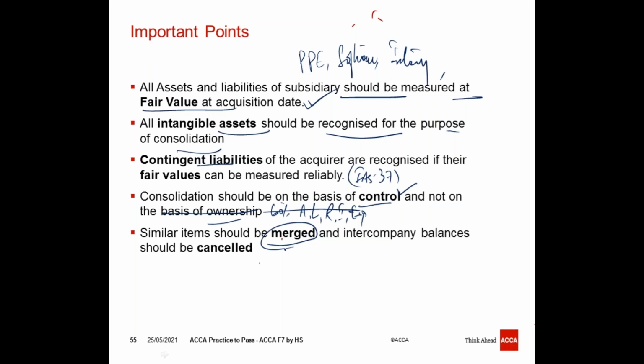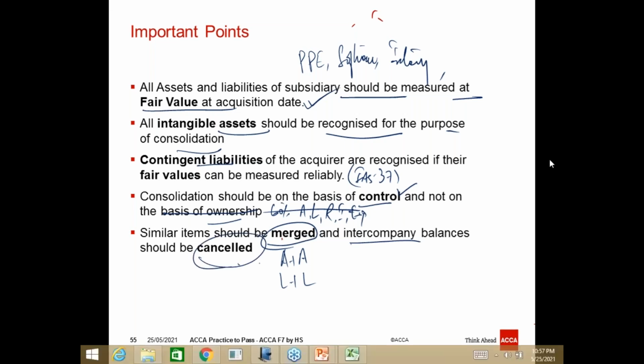Similar items like asset plus asset should be merged, liability plus liability should be merged, and all intercompany balances should be cancelled. So these are the 4 to 5 fundamental points. Yes, all internally generated intangible assets should be included for the purpose of consolidation. So these are very important and fundamental points for the consolidation.